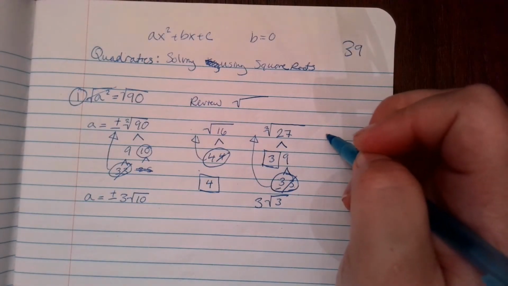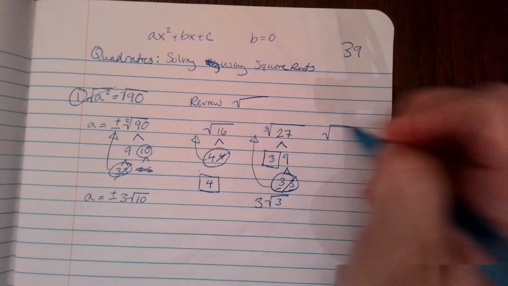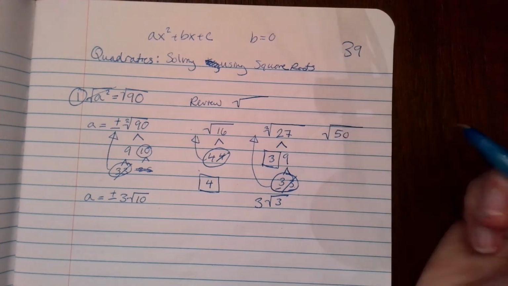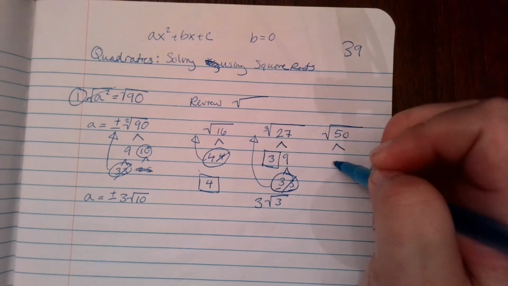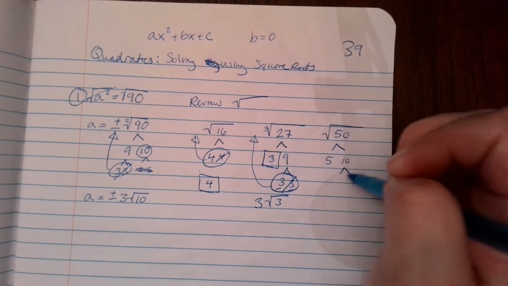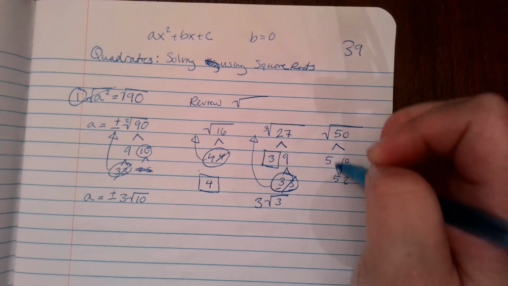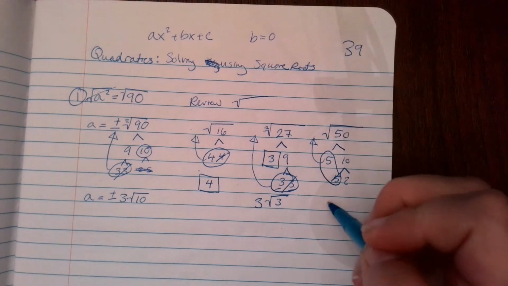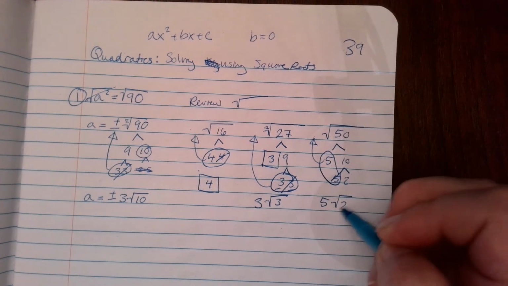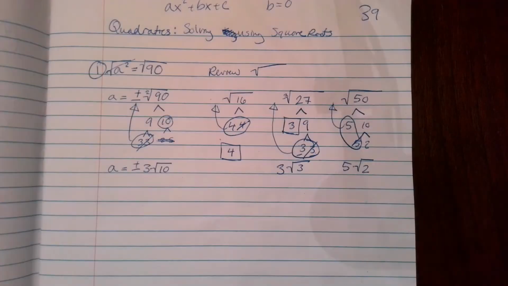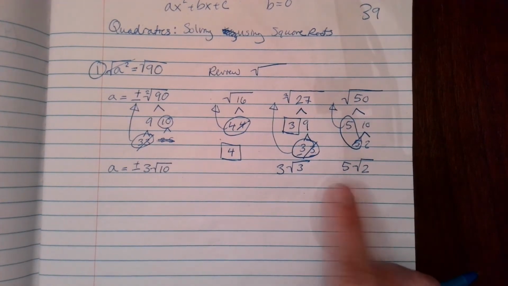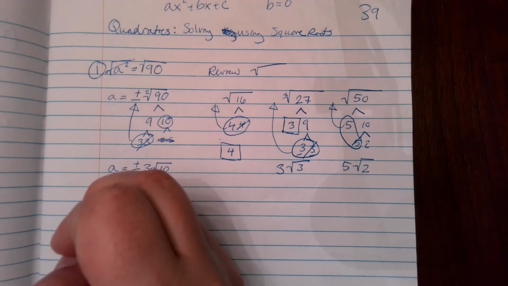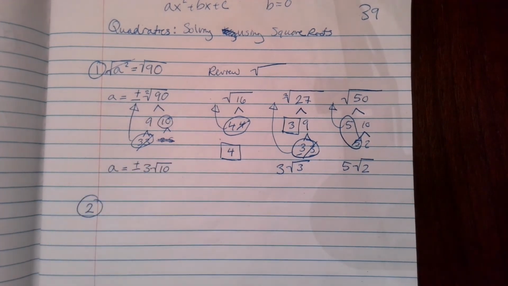If we had, let's say I had 50, we could do 5 and 10. We could do 5 and 2. I've got 2 5's. Only one can come out to represent that group. And the 2 stuck on the inside. And that's just a quick reminder of how to do square roots. Let's finish doing some simple examples of how to solve using square roots.